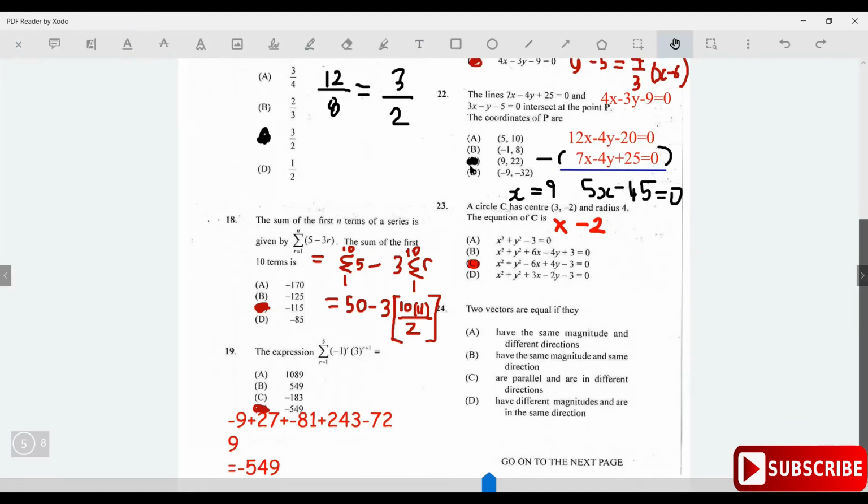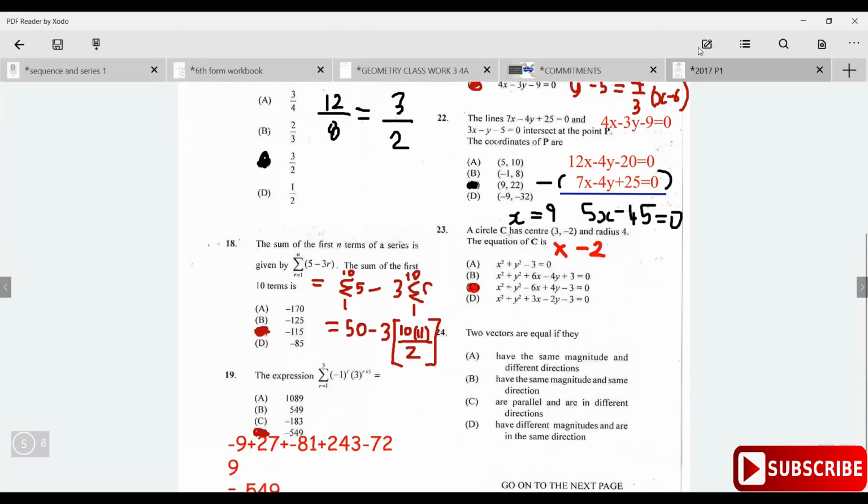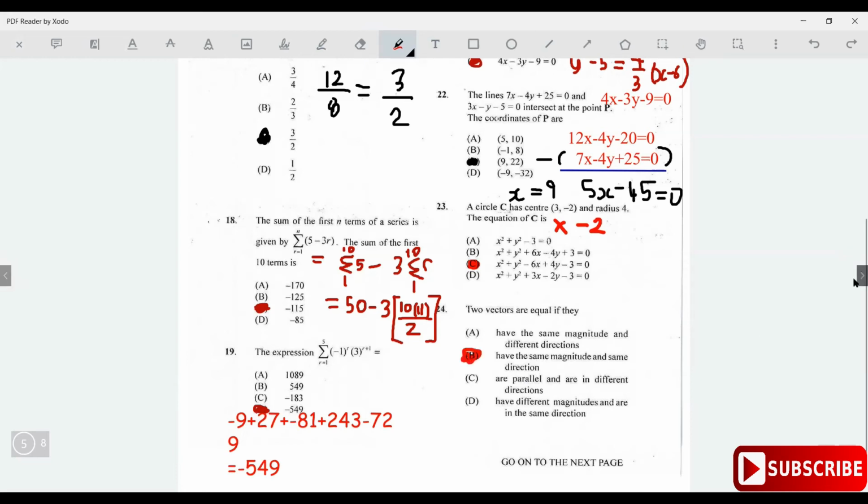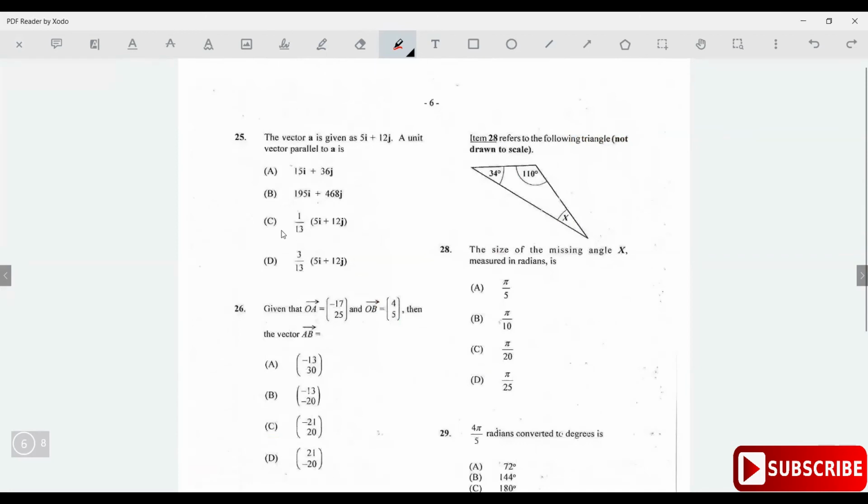We know that two vectors are equal if they're going in the same direction and of equal magnitude. B. All right, so this is a big repeat question. You know this. This is a repeat from 2013. Nice.